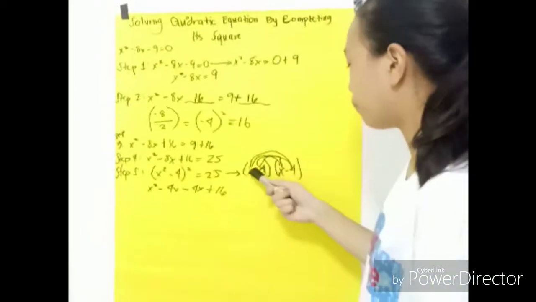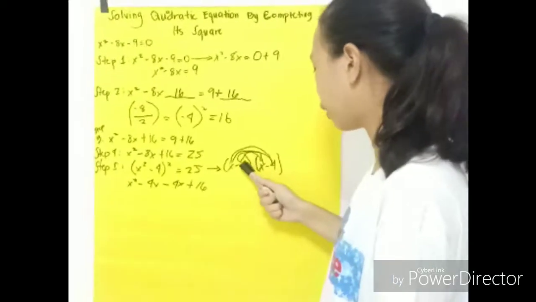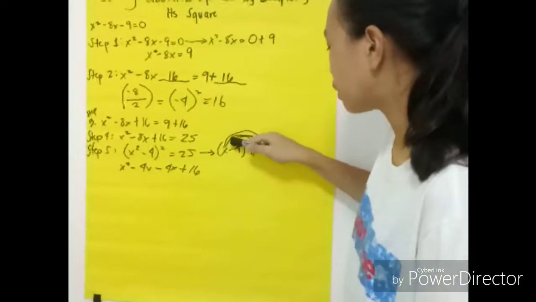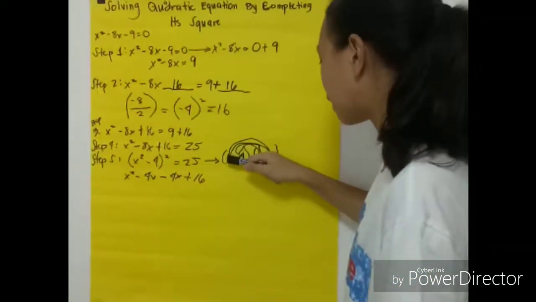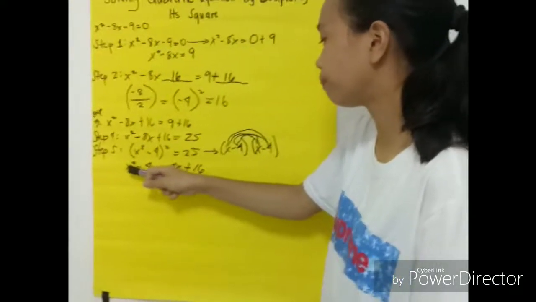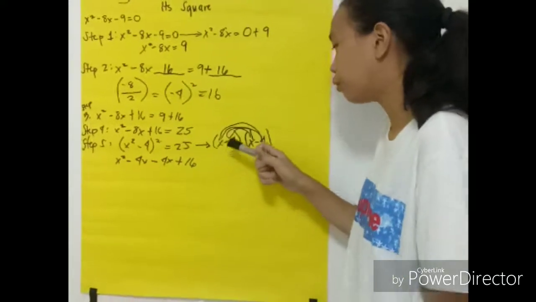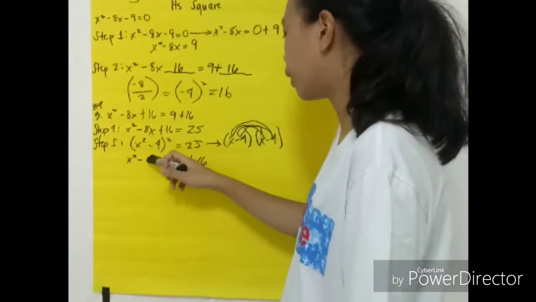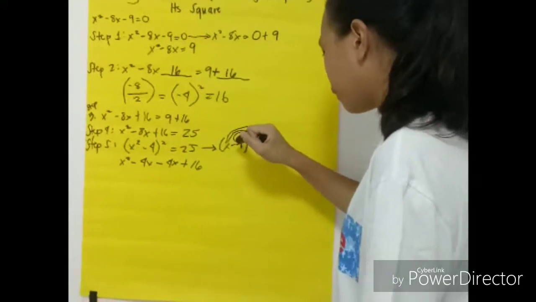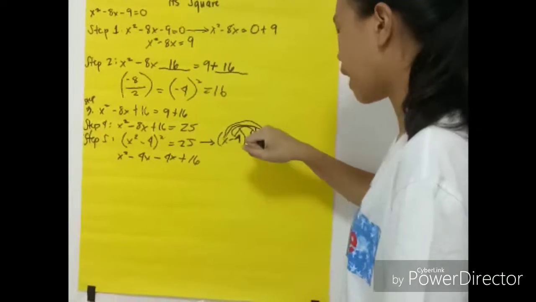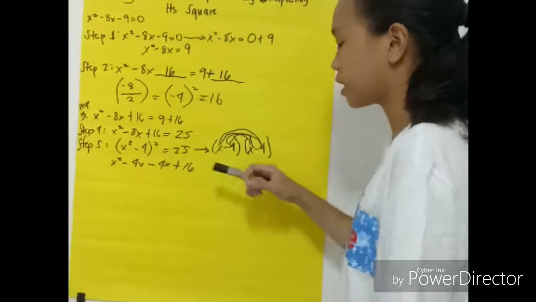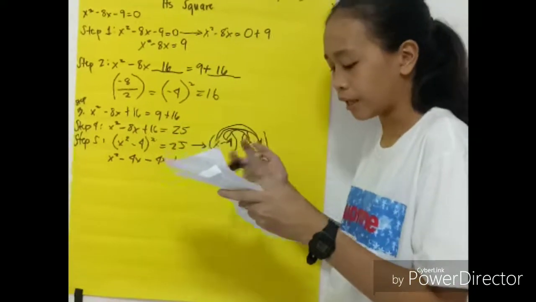So, magiging ganito siya. X minus 4 times x minus 4. So, ang x, i-times natin dito sa x. So, x times x is x squared. Minus 4 times x equals 4x. Tapos, 4 times x is 4x. So, plus 4 times 4 equals 16. So, may ganito.